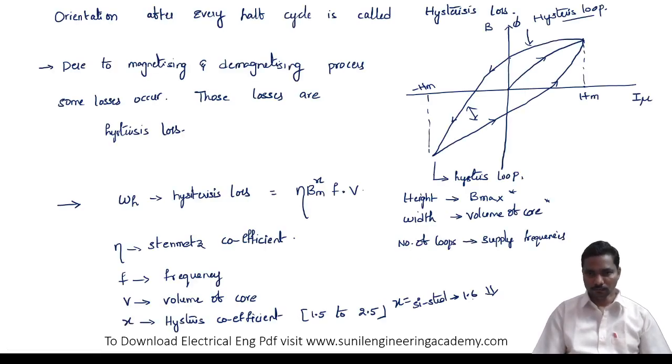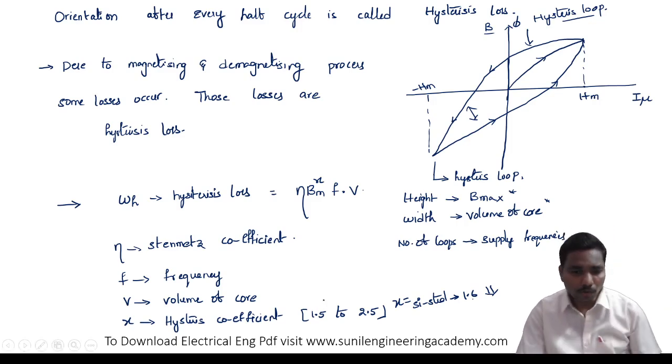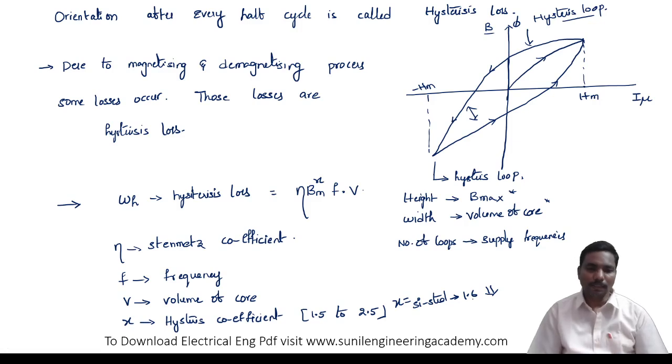Height is determined by B max, and width is determined by the volume of the core. The more volume we have, the more width we will get. Now we are going to do some operations on this hysteresis formula. That is very important for the exam.